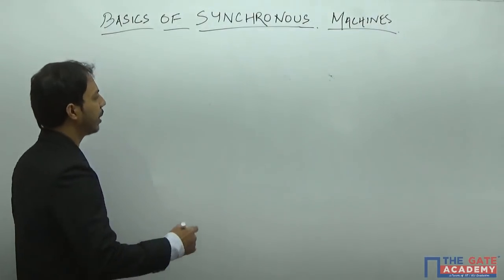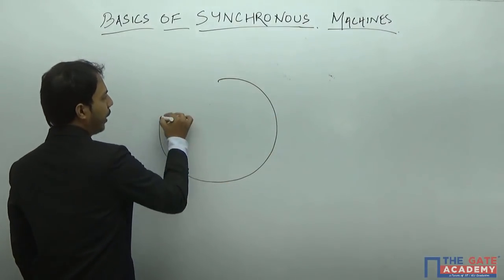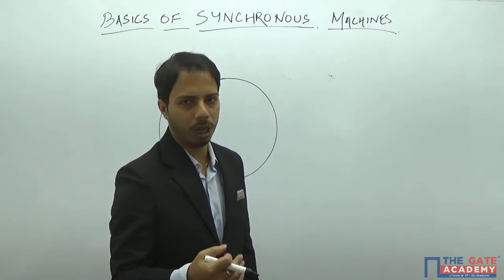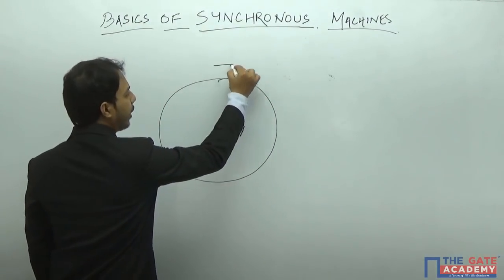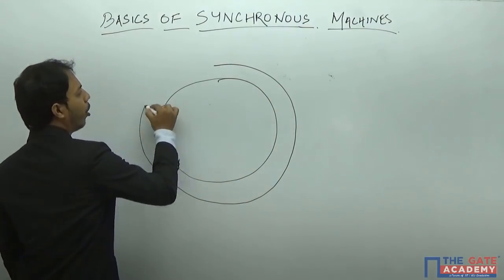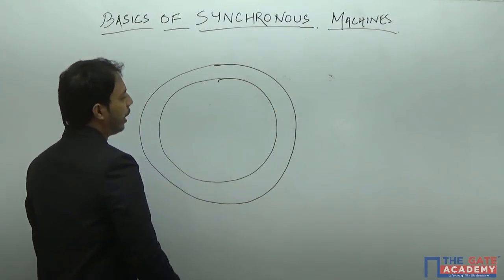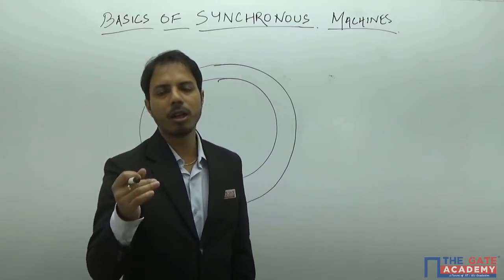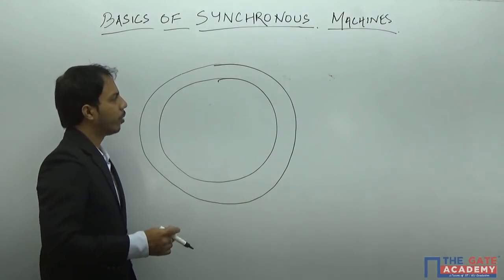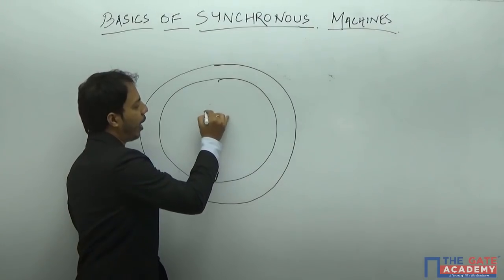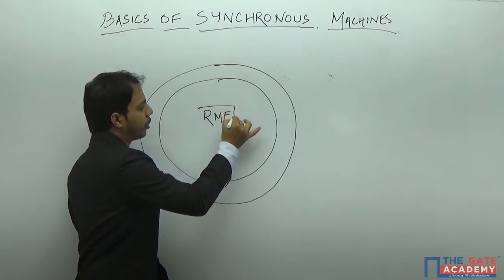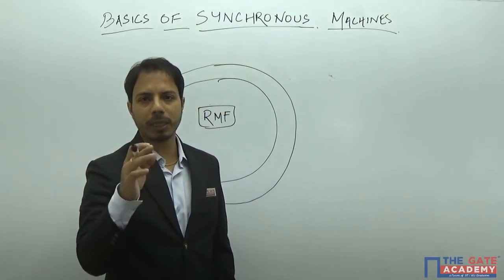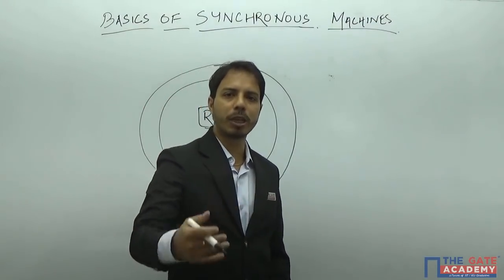Let us say how a synchronous generator will operate, the operating principle. A synchronous generator is also called an alternator. Now suppose field is produced in the rotor, irrespective of the type of rotor, it may be cylindrical or it may be salient pole. So a rotating magnetic field, RMF, is produced. Why? Because we will have DC excitation in the rotor and the rotor will be connected to the shaft.